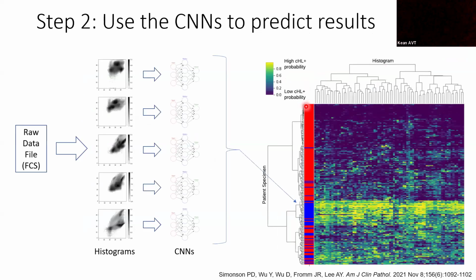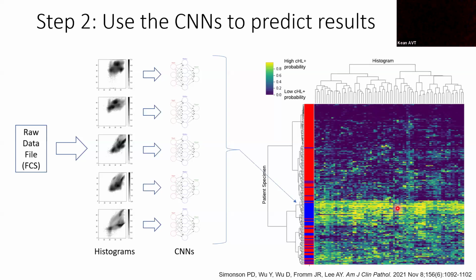Okay, so what happens when we do that? We can look at all the outputs from those convolutional neural networks. And if we plot it as a 2D dendrogram, we can see how the individual convolutional neural networks are predicting the final diagnosis. On the left here, we have the actual diagnoses. Red is negative, blue is positive. In the outputs from the convolutional neural networks, we see a lot of yellow. That's higher probability that it's positive versus darker blue that it's negative.